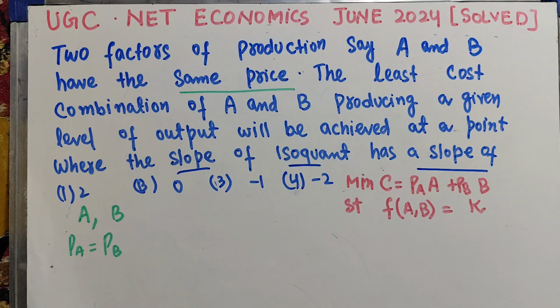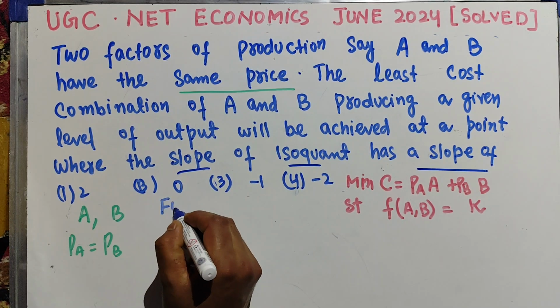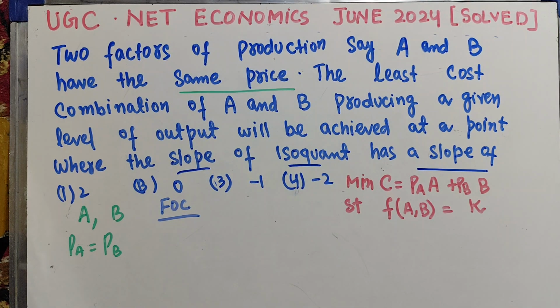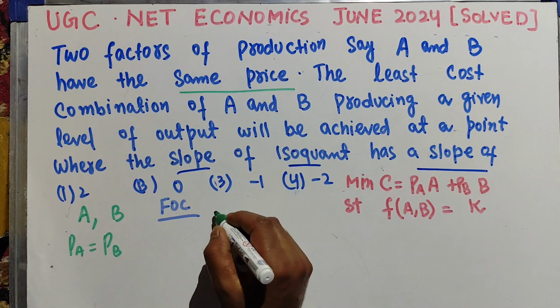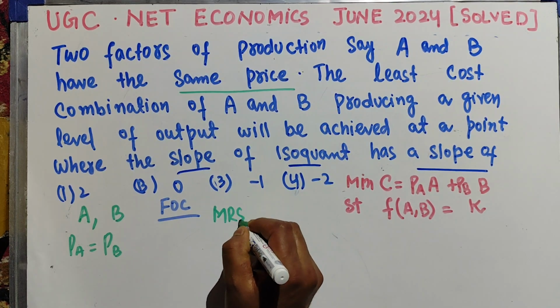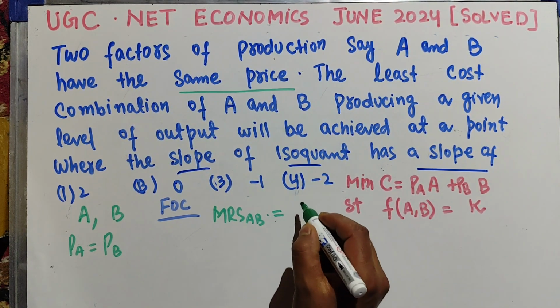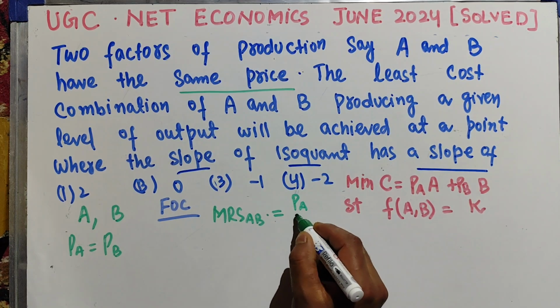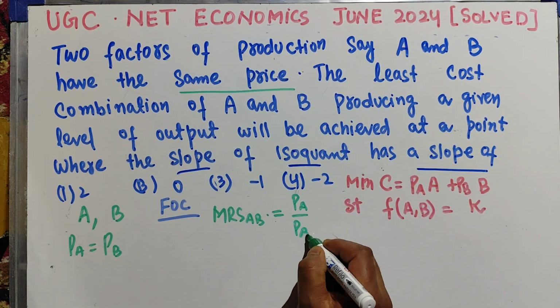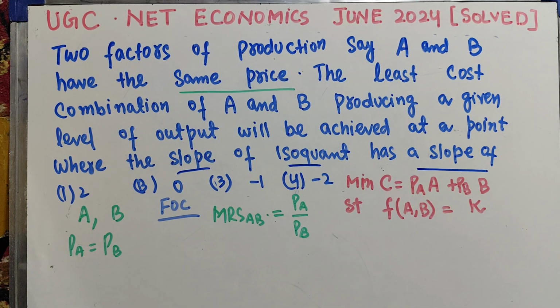Now we note that the first order condition for optimization requires that the marginal rate of substitution between input A and B should be equal to the input price ratio, that is price of A upon price of B. Graphically, what exactly is meant by this?